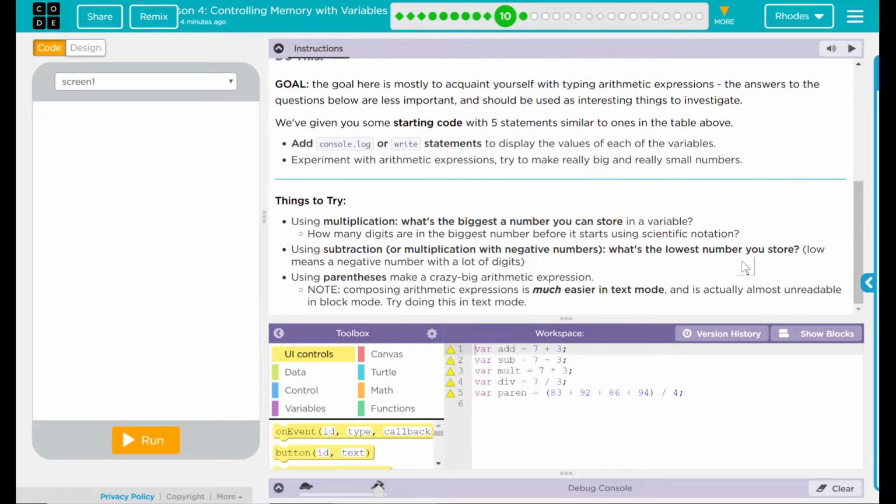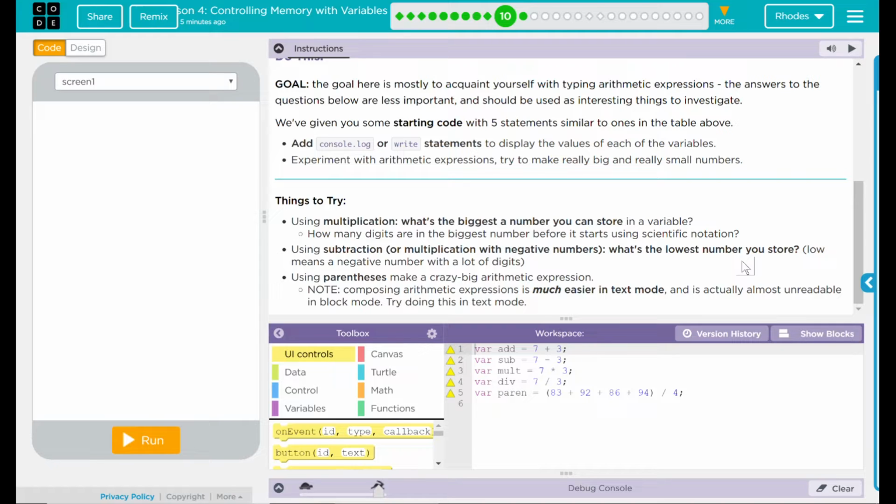We have some other things here to try. Using multiplication, what's the biggest number you can store in a variable? Bet you that has something to do with binary. How many digits are in the biggest number before it starts using scientific notation? Using subtraction or multiplication with negative numbers, what is the lowest number you can store? Low means a negative number with lots of digits. Using parentheses, make a crazy big arithmetic expression.